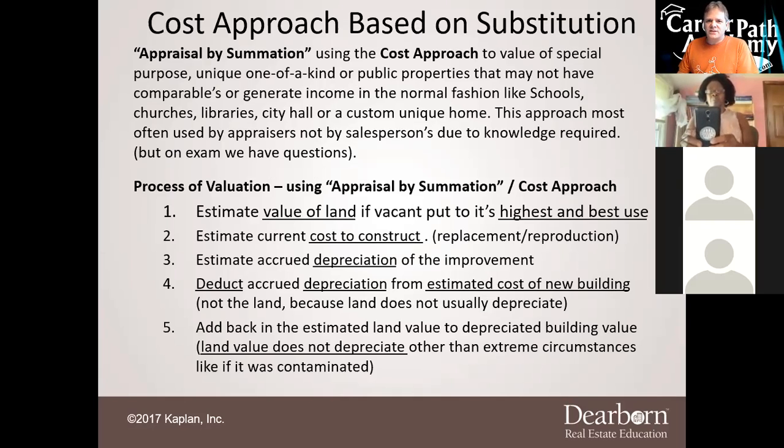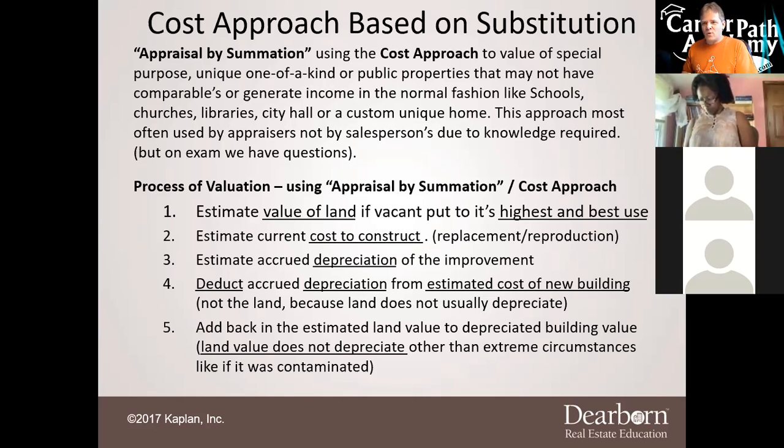So appraisal by summation, using the cost approach to value of a special purpose, unique or one of a kind or public property that may not have comparables or generate income in a normal fashion, like schools, churches, libraries, city hall, a custom or unique home, or a church, like I told you. I did have it on the list. I already said it. Now, the approach most often used by appraisers, not by salespeople, because of the knowledge that's required to do this approach to value.